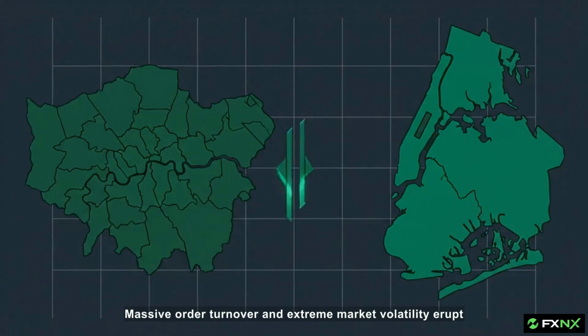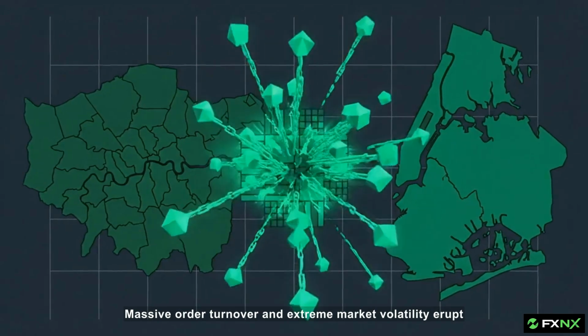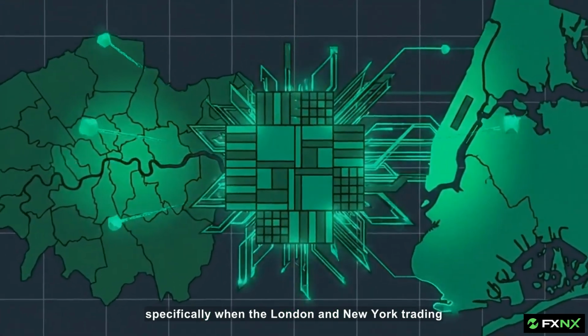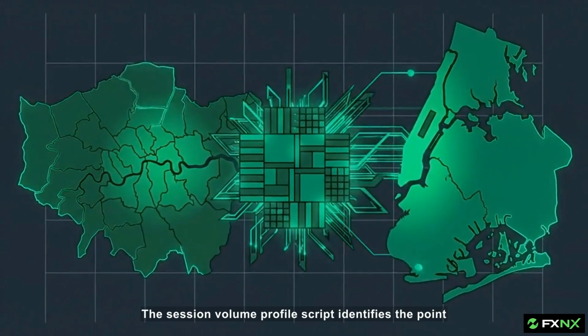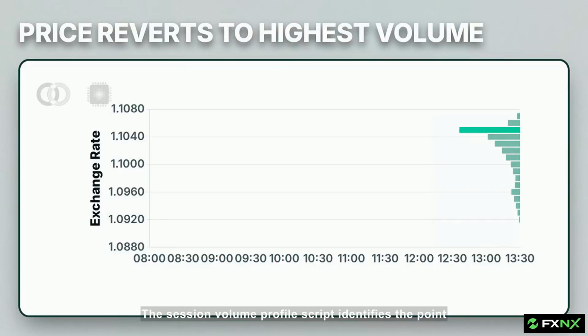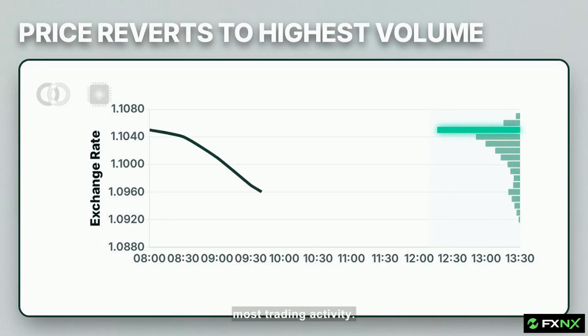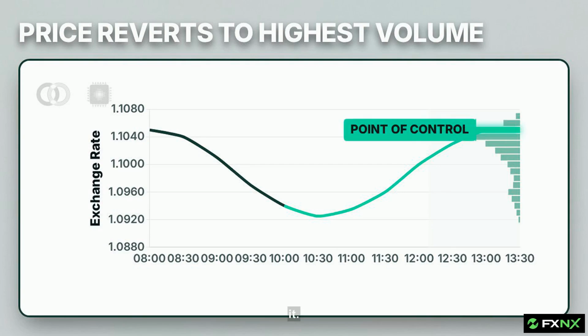Massive order turnover and extreme market volatility erupt specifically when the London and New York trading sessions overlap. The session volume profile script identifies the point of control, the specific price level with the most trading activity. When price stretches far from this high volume level, it is statistically likely to revert toward it.